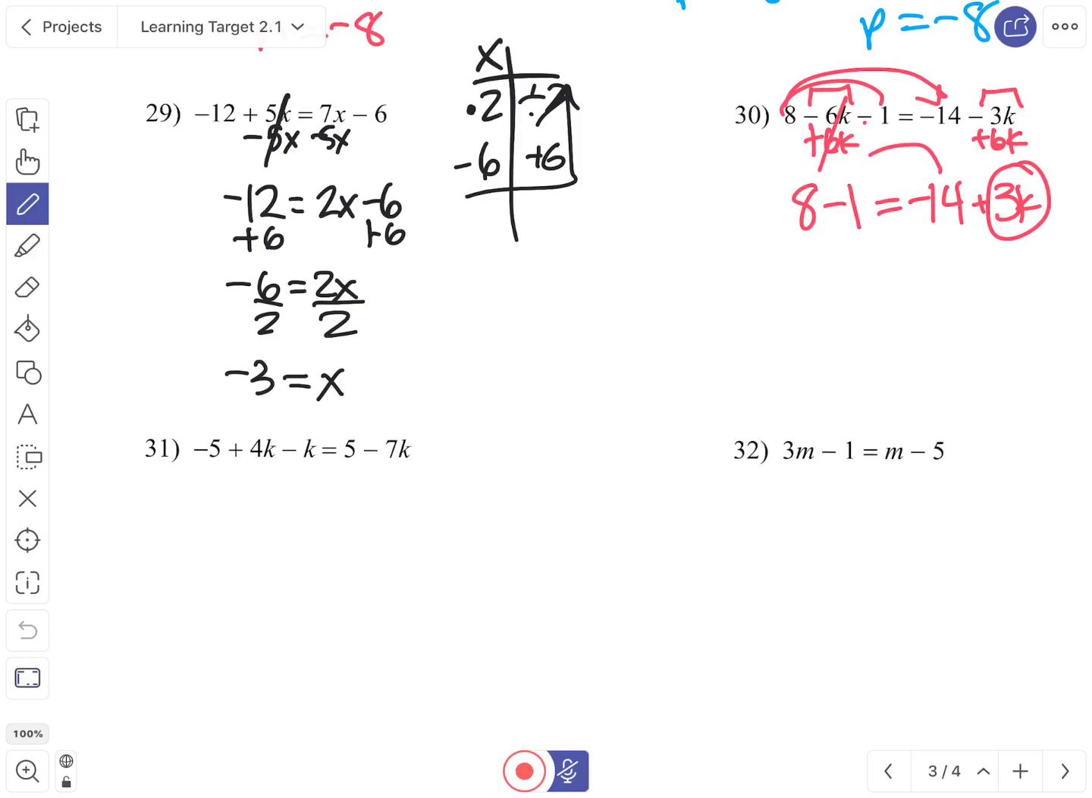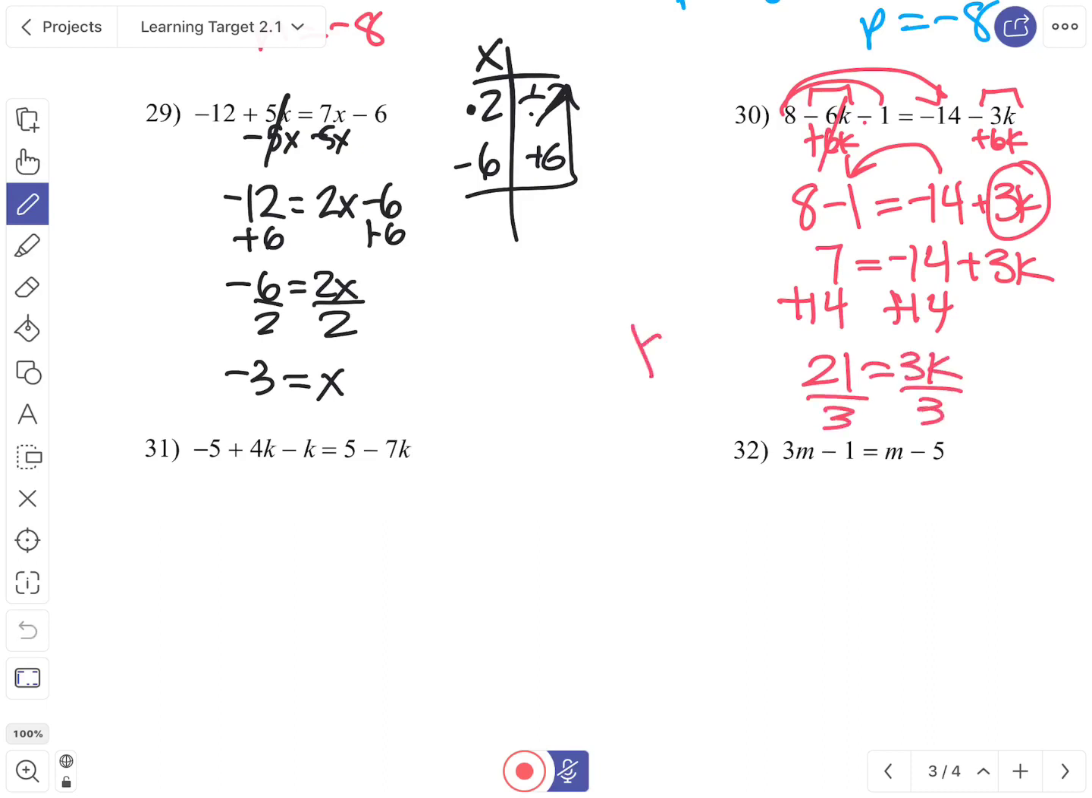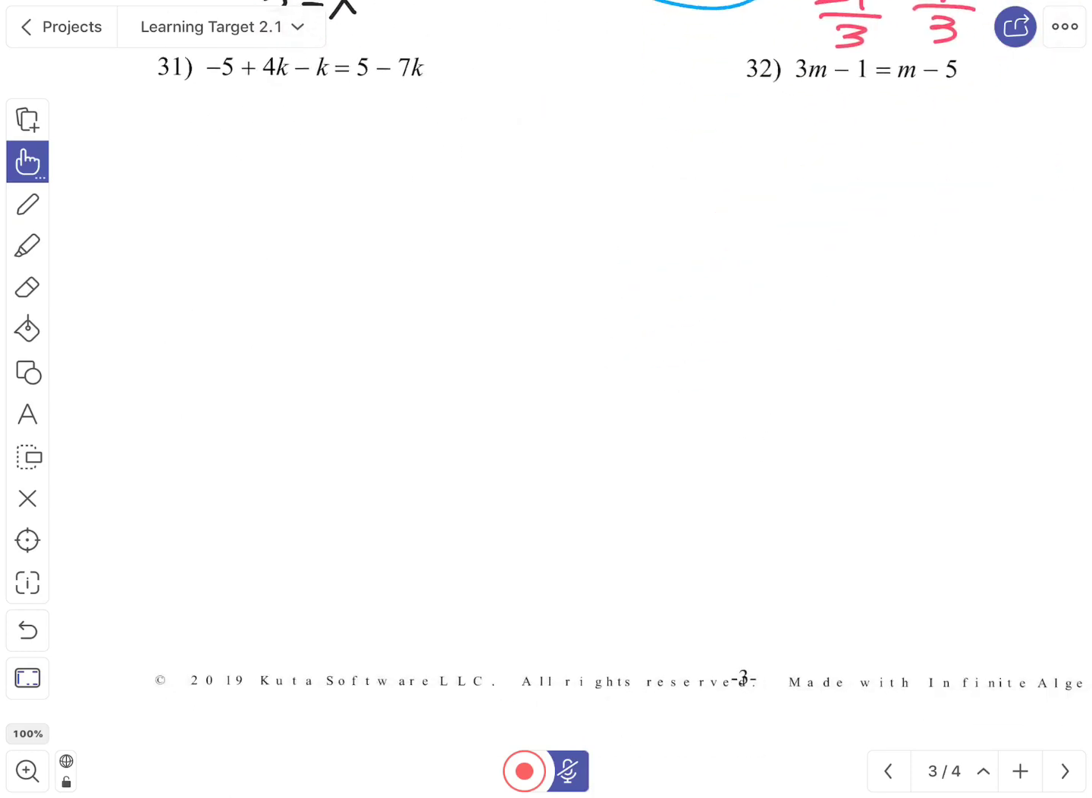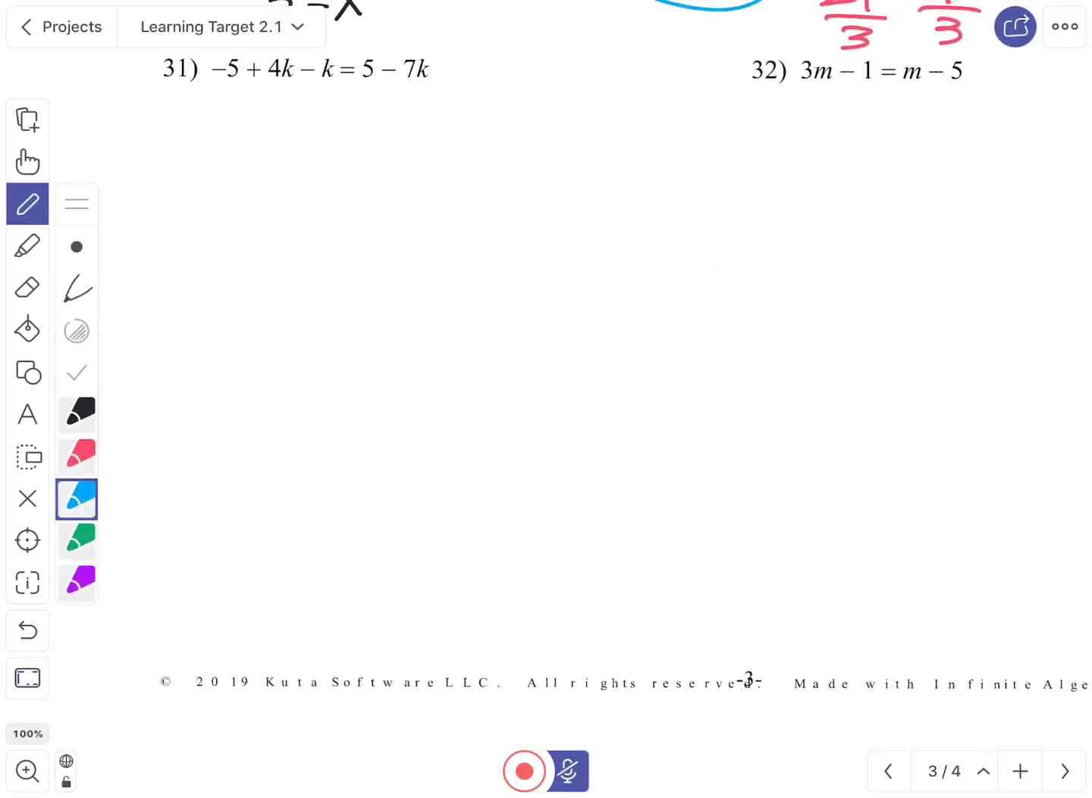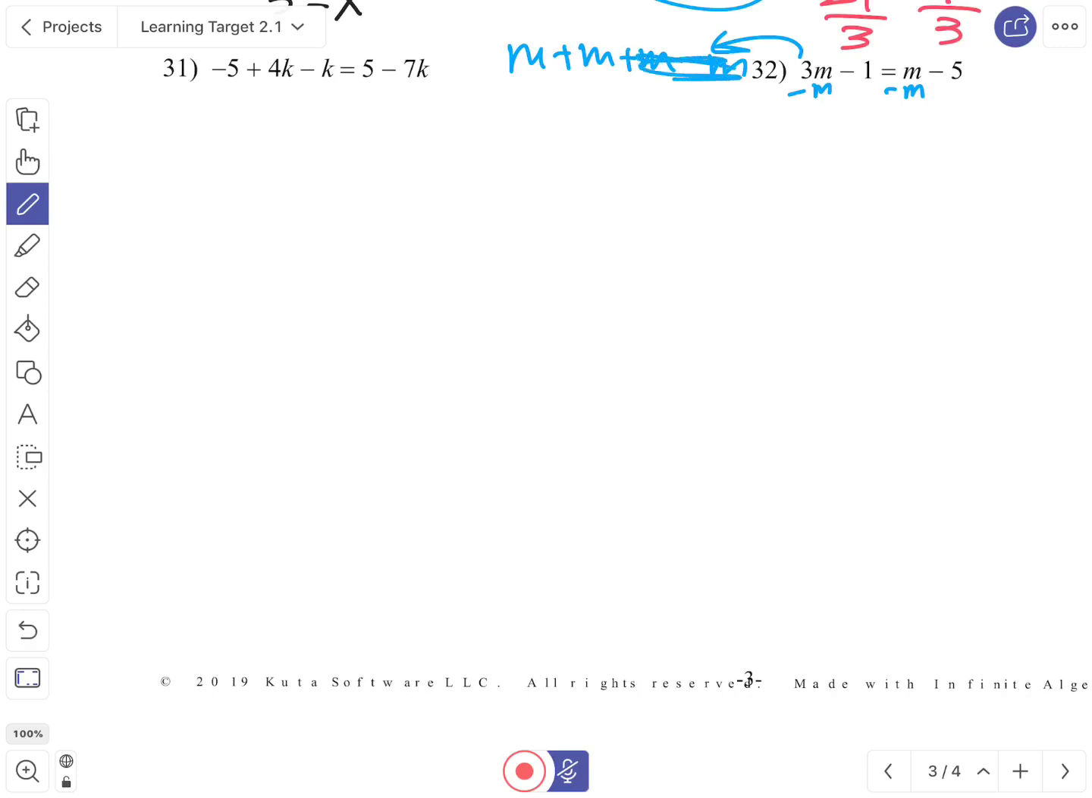Now that my k is on this side, I know that my numbers need to get on that side. And 8 minus 1, I can simplify that to 7. Then I can add a 14. That gives me 21 equals 3k, divide by 3, and k equals 7. Okay, so that's what you're thinking about on these more difficult problems. Again, you're looking at getting your variables together. Here I'd subtract 1m, because 3m, remember, really means m plus m plus m. Then minus an m means we cut it down to 2m.